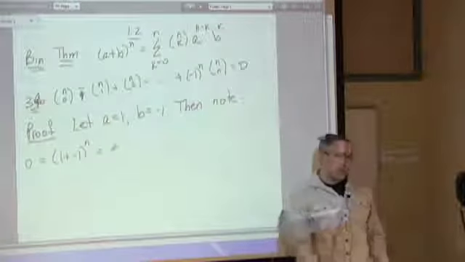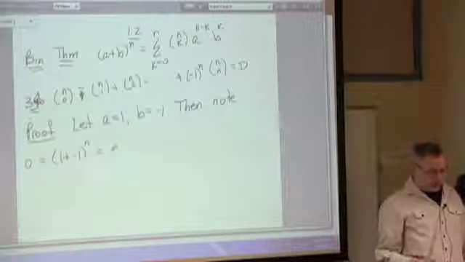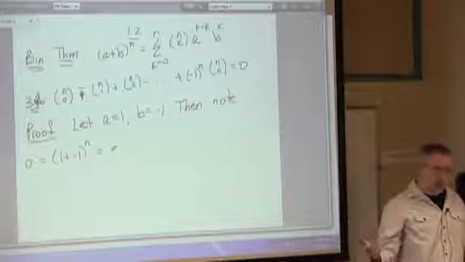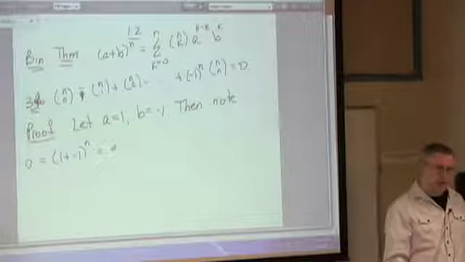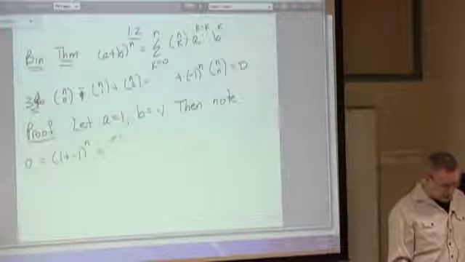Okay? And so we're just going to be left with, in this case, because we're raising minus 1 to the 0, it's 1. So the coefficient is just n choose 0. And that's exactly the first term that we want.